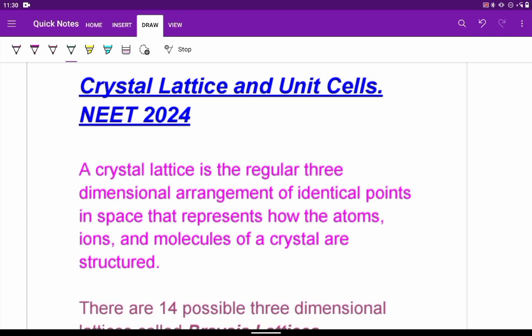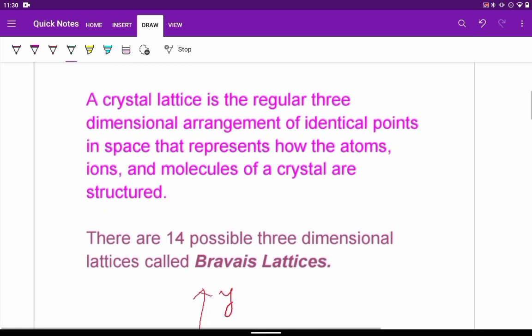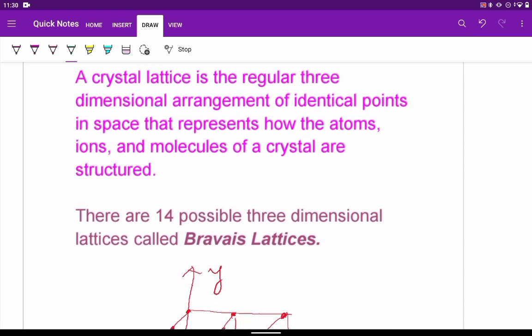So we can say that crystal lattice is a regular arrangement of the constituent atoms or ions or molecules in three-dimensional space. This is a very simple definition for crystal lattice. So in a three-dimensional space, the arrangement of the constituent atoms or ions or molecules constitutes the crystal lattice. In all, there are 14 possible three-dimensional lattices which we call Bravais lattices.